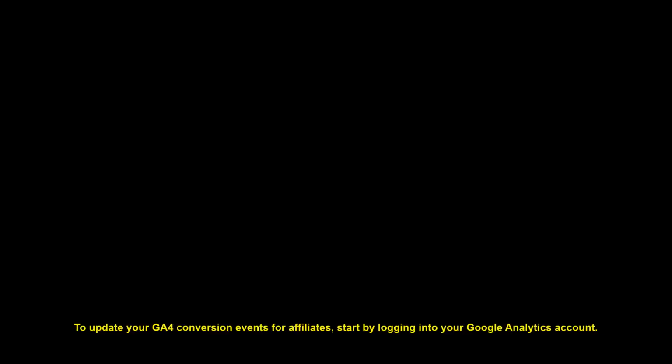To update your GA4 conversion events for affiliates, start by logging into your Google Analytics account. Navigate to the property that you want to update. In the left-hand menu, click on Configure. Select Events from the drop-down menu. Here, you will see a list of your current events.